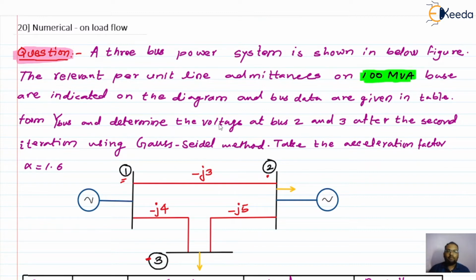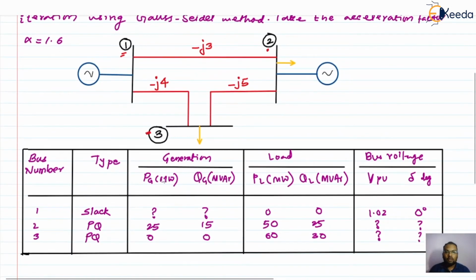These admittances which are indicated here: the admittance of the line connected between bus 1 and 2 is given as minus j3. The admittance of the line connected between bus 1 and 3 is minus j4, and the admittance of the line connected between bus 3 and 2 is minus j5. So these admittances are given in per unit values, calculated on the base of 100 MVA. And the bus data are given in the table. You can see the table.